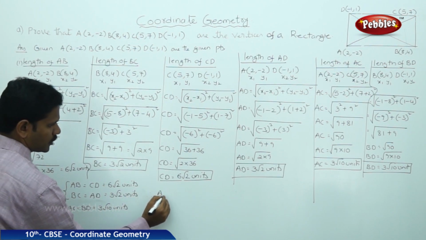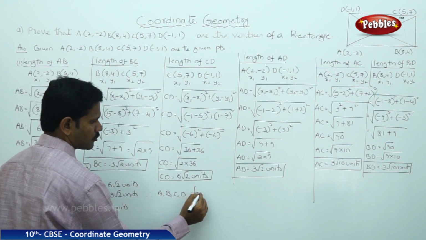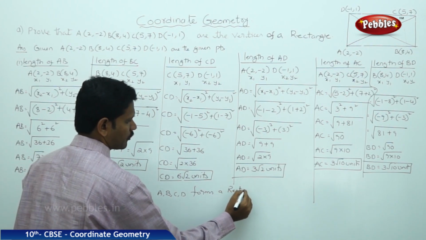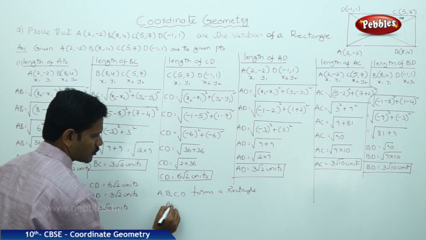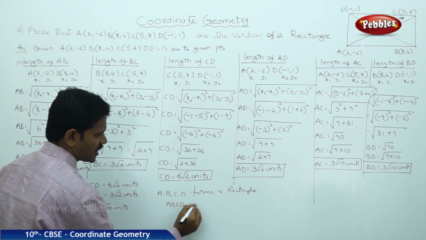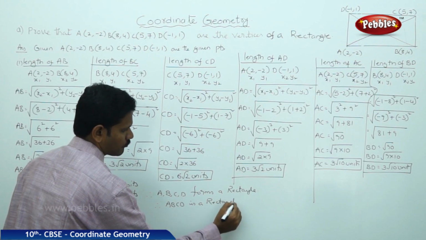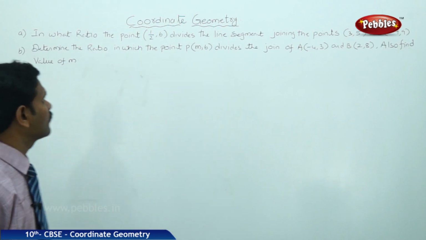Therefore, A, B, C, D forms a rectangle. Therefore, ABCD is a rectangle. Let us follow the next example.